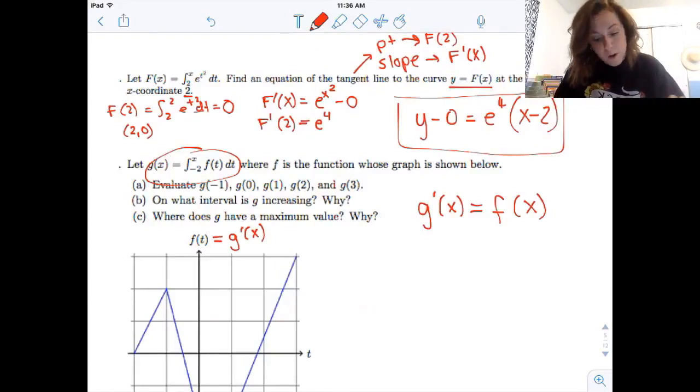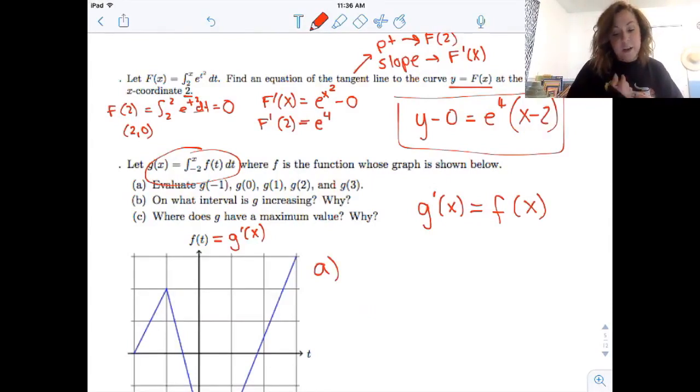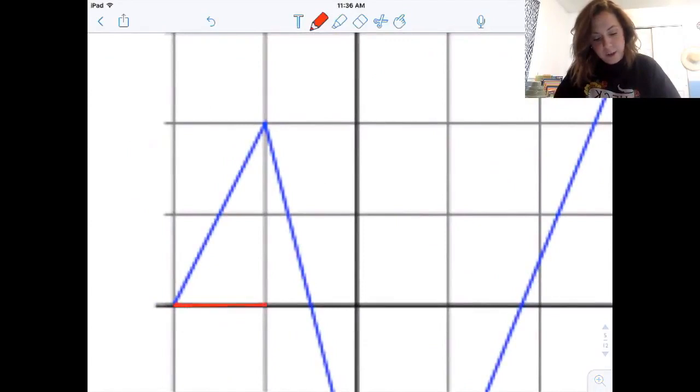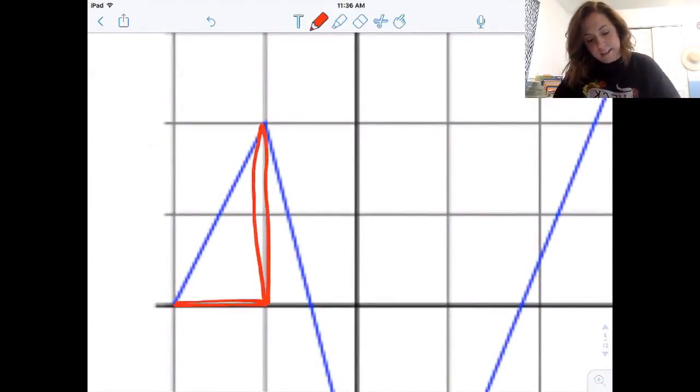So, part A says evaluate all of these integrals. And evaluate means find the area under the curves, because you're doing G from this value to some other value. So I'm going to start by actually calculating some of my areas. So this is a triangle. It is 1 by 2, so it'd be 1/2 times 1 times 2, so I just need an eraser. This would have an area of 1 unit.